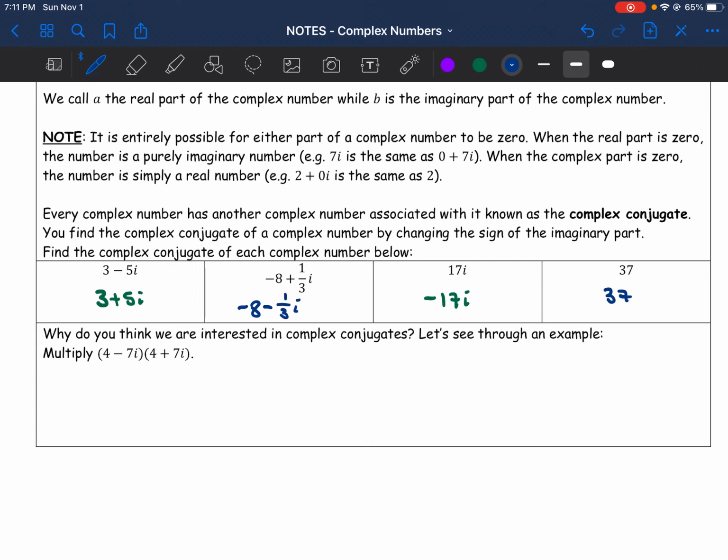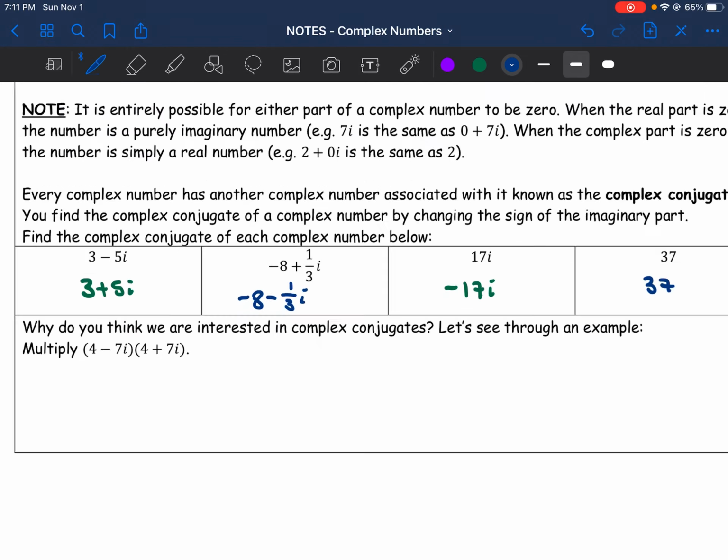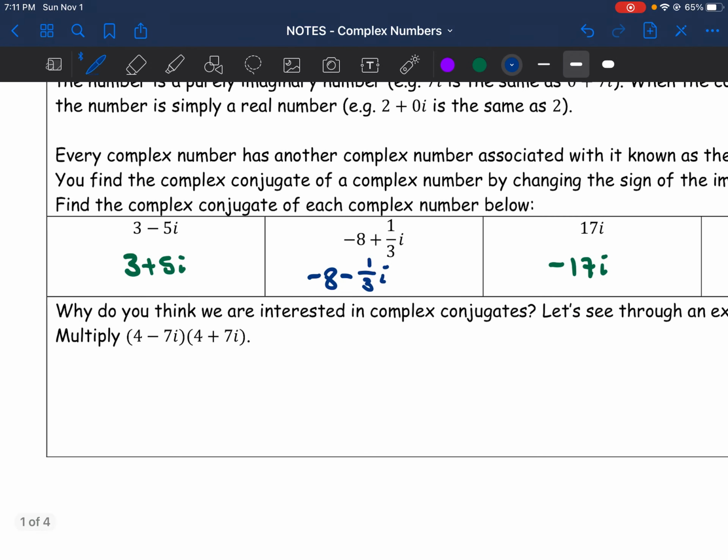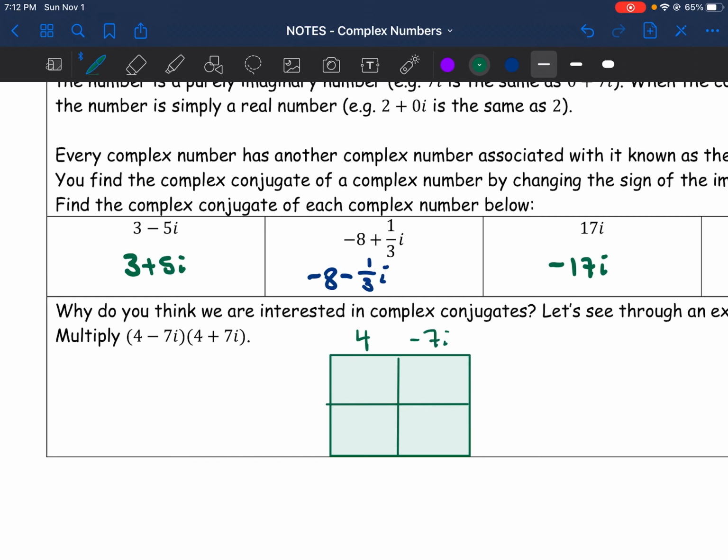So we want to answer the question, why are these complex conjugates important? Well, let's see through a multiplication example. Here we want to multiply 4 minus 7i times 4 plus 7i. And I'm going to use an area model to do this, so I'm going to go ahead and set up a little box. Okay, so in my area model, I'm going to be multiplying 4 minus 7i times 4 plus 7i.